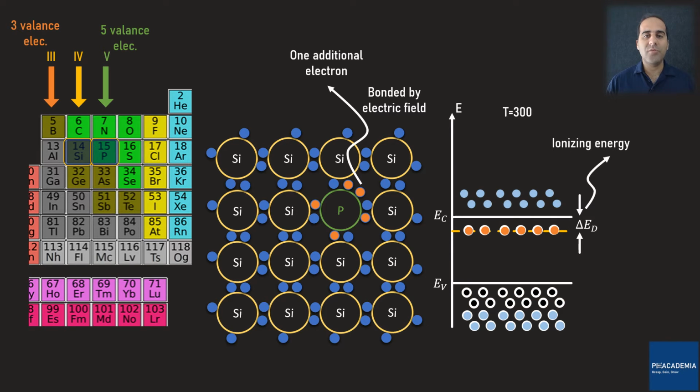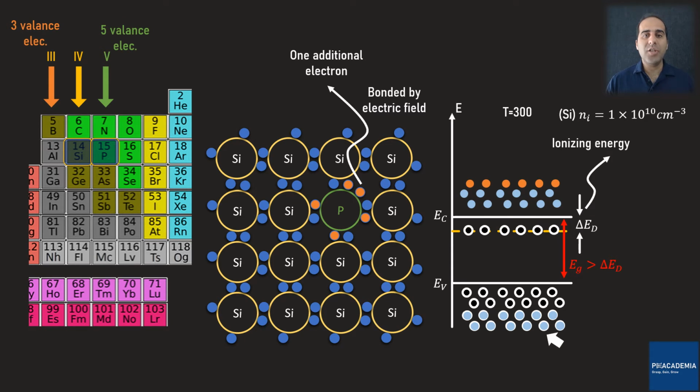For silicon, the concentration of intrinsic carriers is 10 to the power of 10 per centimeter cubed. Due to the relatively large energy gap of silicon compared with delta E_D, most states in the valence band remain occupied. However, because the ionizing energy is very small in comparison with the band gap of silicon, most of the electrons in this energy level go to the conduction band at room temperature.